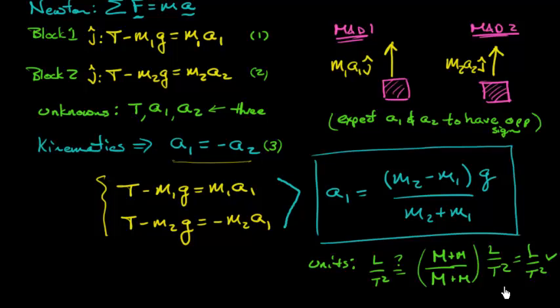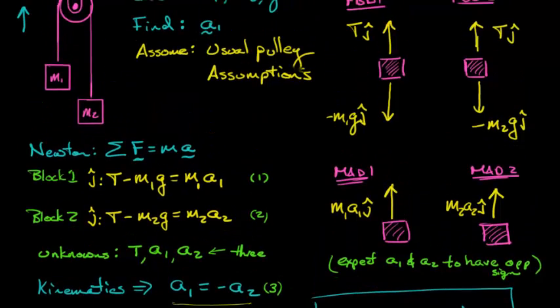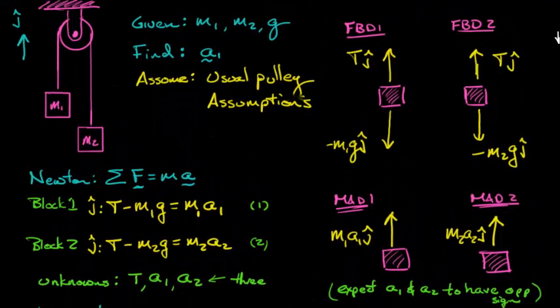So units are cool. But let's check that this makes sense. What's the sign of a1 going to be? Is it going to be positive or negative? Well, it depends upon the masses, and that's what we expected, right? If we have this pulley system right here, and one of these masses was bigger than the other, let's say mass 2 is bigger than mass 1, what's going to happen? You release it, and mass 1 is going to start accelerating upward. Again, if mass 2 is bigger than mass 1, I expect a1 to be positive.